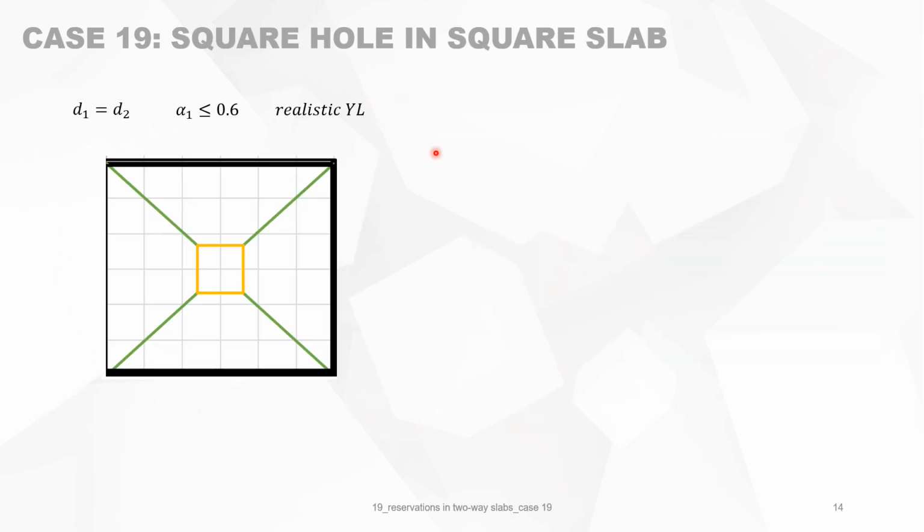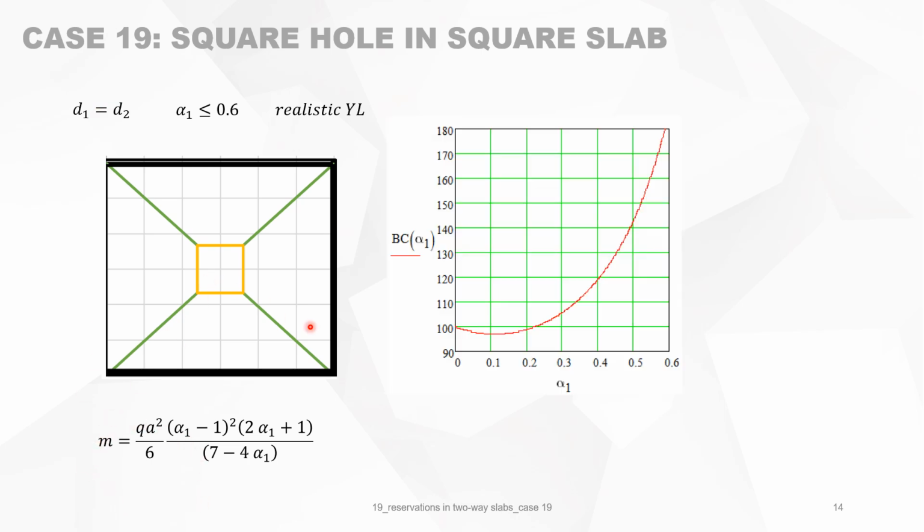Let's take square hole in a square slab. So D1 is equal to D2, and alpha 1 is 0.6. This is 0.6 times A. Alpha 1 must be smaller than 0.6 because otherwise you have no realistic yield line. So you must have here some body of the slab, otherwise yield lines you cannot use. So that's why alpha 1 is smaller than 0.6. Filling into this parameter, you will have the maximum bending moment as a function of alpha 1. We can make a graph, alpha 1 from 0 to 0.6, and the bearing capacity on the y-axis.